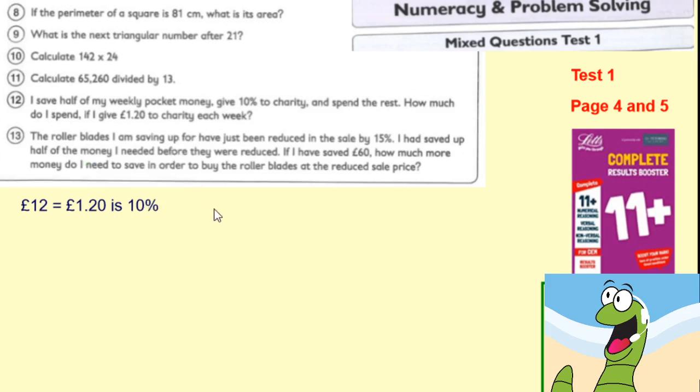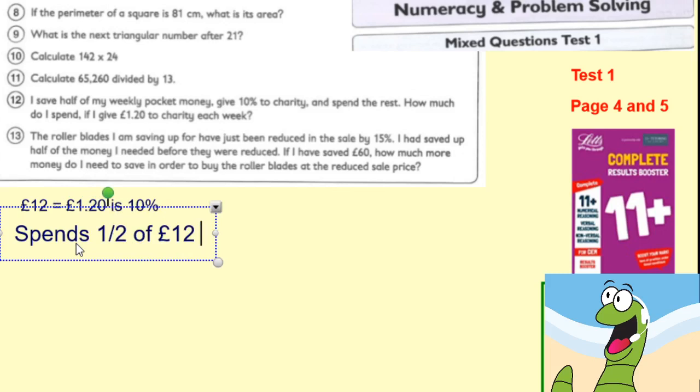So he saves and he spends. He or she says spend half of the weekly pocket money. So that means he spends half of £12, which equals £6. So he spends half, and he gives 10% to charity.